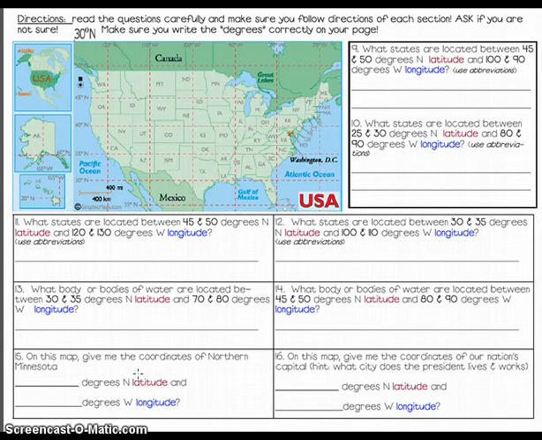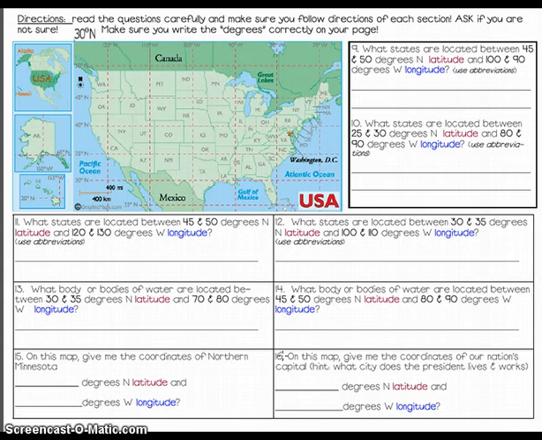On this map, give me the coordinates of northern Minnesota. You decide which area of northern Minnesota you want to tell me about, but you need to give me degrees in north latitude and west longitude. So you write the degrees. Pause and mark your answer.